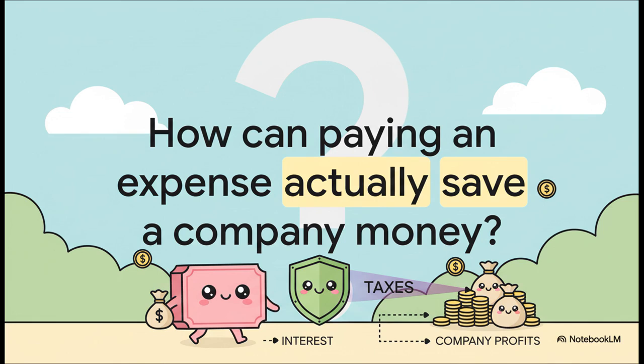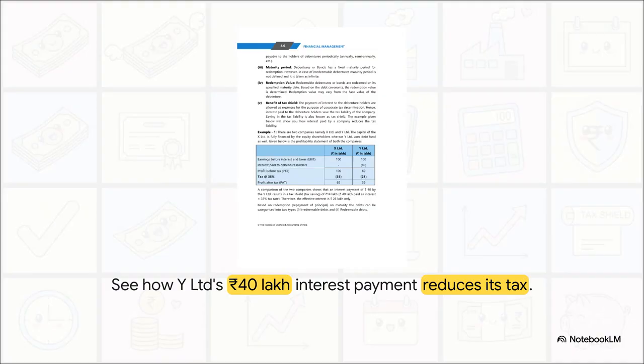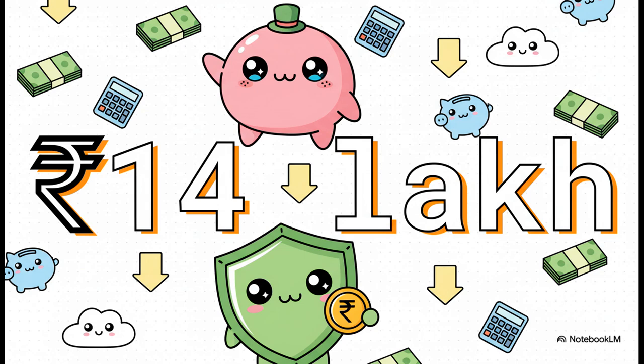Well, this is where financial management gets really clever. It all comes down to how profit is calculated for tax purposes. Let's look at this comparison to see how it works. We've got two companies, both earning 100 lakh. Now, company X on the left has zero debt, so it pays a 35% tax on the full 100 lakh. That's a tax bill of 35 lakh. Simple enough. But now look over at company Y on the right. It has debt, and it pays 40 lakh in interest. Because that interest is a tax-deductible expense, company Y's taxable profit drops all the way down to 60 lakh, so its tax is just 21 lakh. And boom, that's a direct tax saving of 14 lakh rupees. This is the tax shield in action.